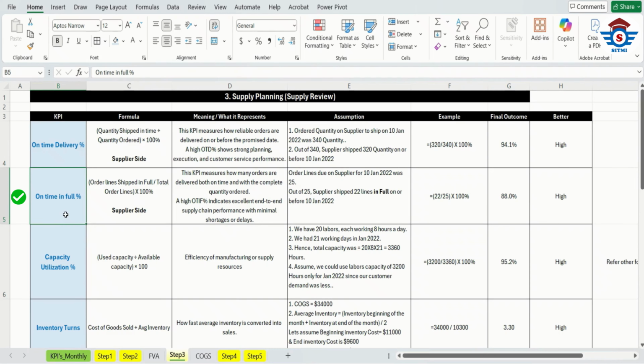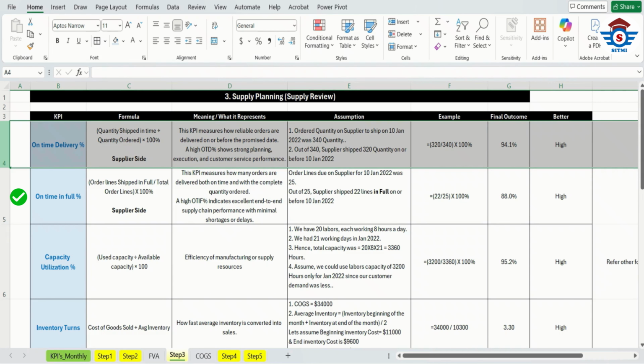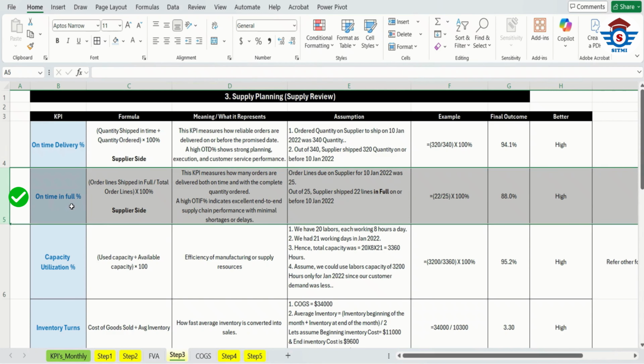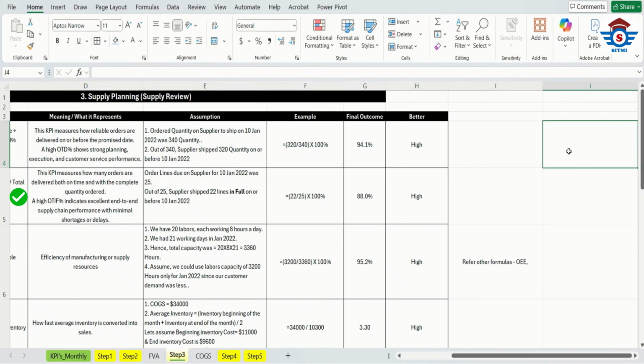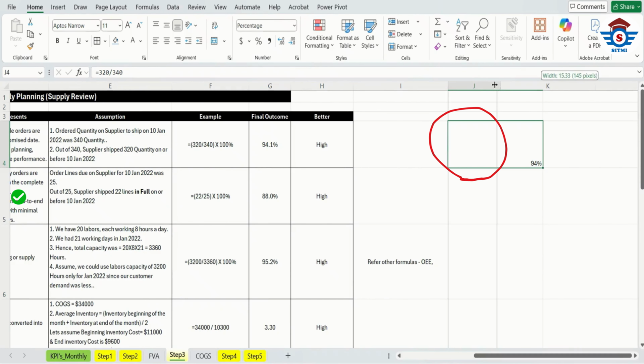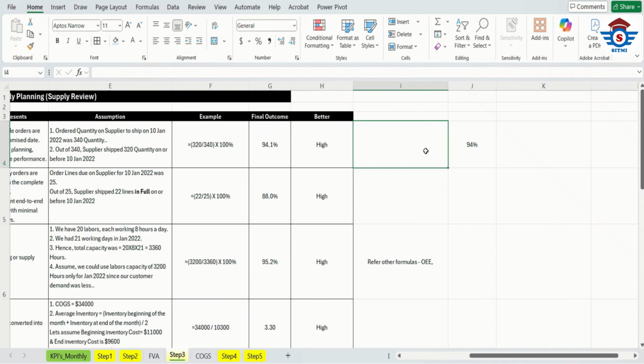The next key performance indicator is on-time in full percentage. Now, in the above key performance indicator, that is on-time delivery, we measured quantity delivered on time. But in this particular KPI, that is on-time in full, we actually measure the total number of order lines that are delivered in full by our supplier. So, for example, let's say we had ordered 340 quantity on supplier, but supplier delivered only 320 quantity. So what happened here is we got on-time delivery of 94%.